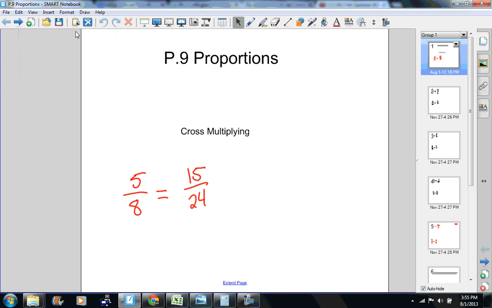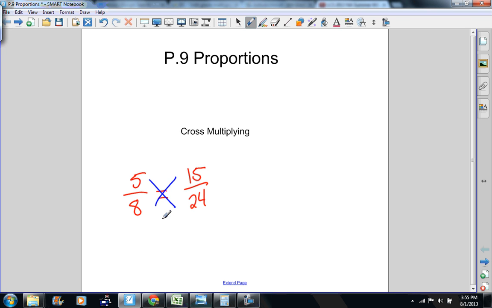Last section of Unit 4 is really going to focus on cross-multiplying and ways that it can be used to make your life easier. As a quick review on cross-multiplying, because we have an equal sign here, we can draw an X through it, and we then do 5 times 24, and 8 times 15.